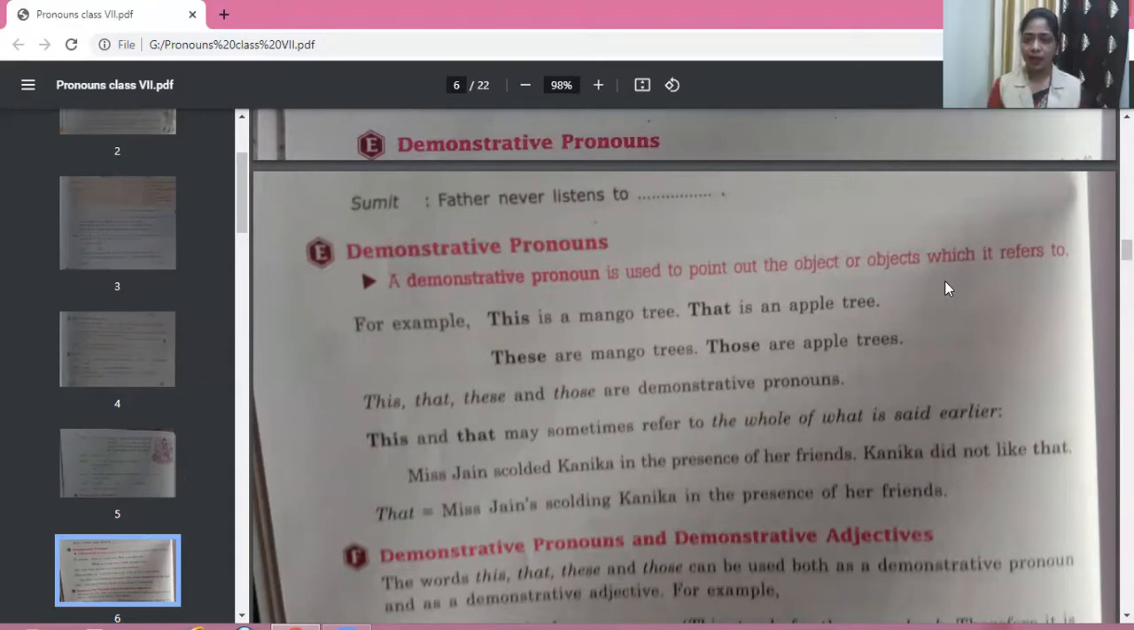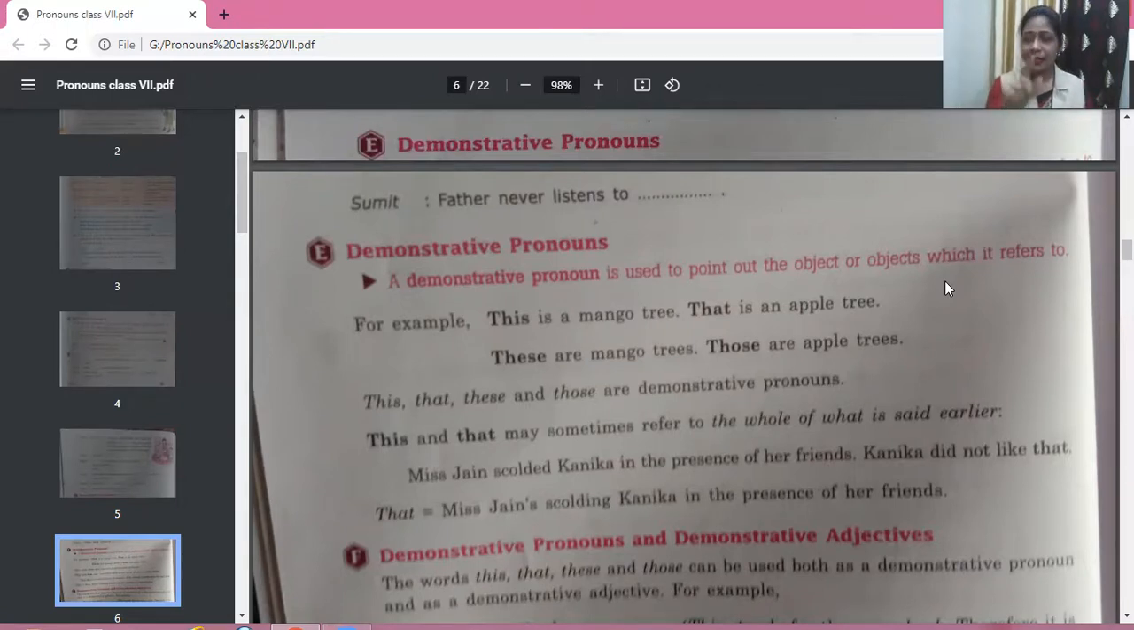Suppose you are talking to your mother and you are telling her about a particular tree which has beautiful flowers on it. So you say, Mama, look at that tree. It has beautiful flowers. So that tree, you are pointing out to the tree which is at a distance from you. Here, I'll change the sentence. Suppose you say, Mama, that is the tree I was talking about. So that is used to point out the tree, and so this is a demonstrative pronoun.